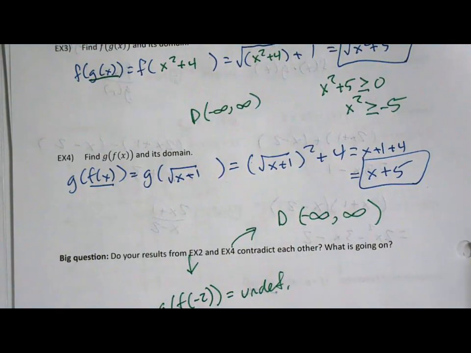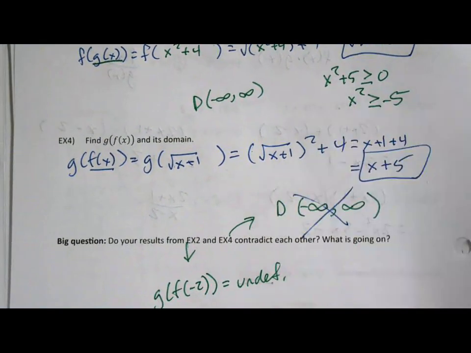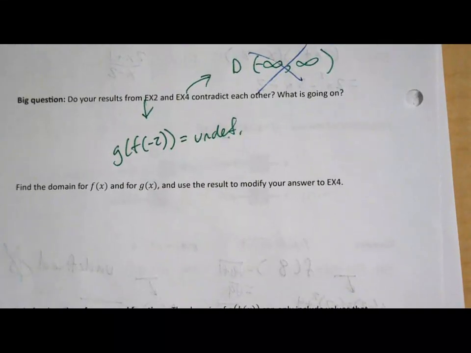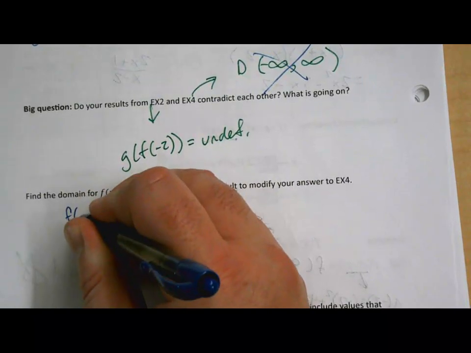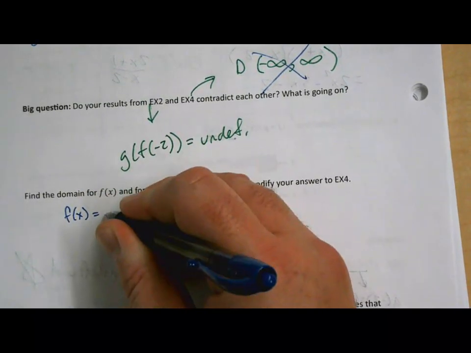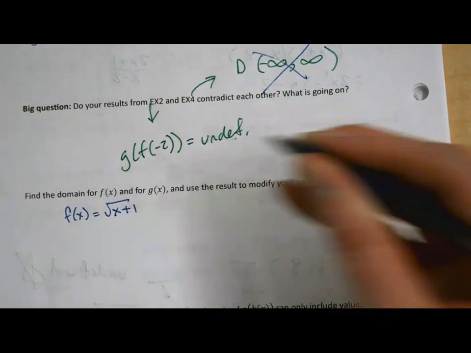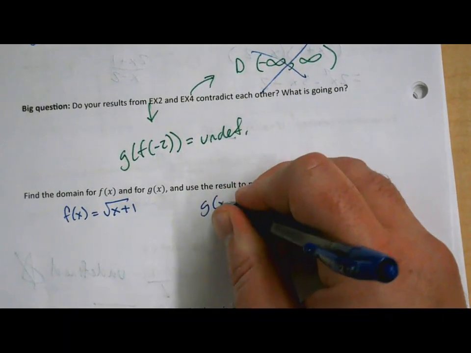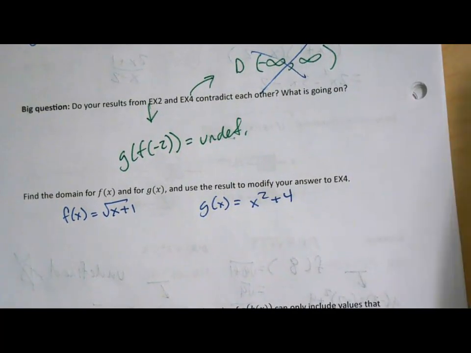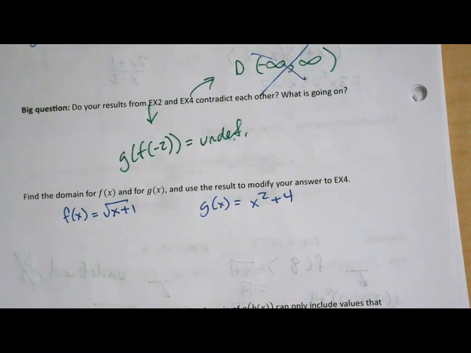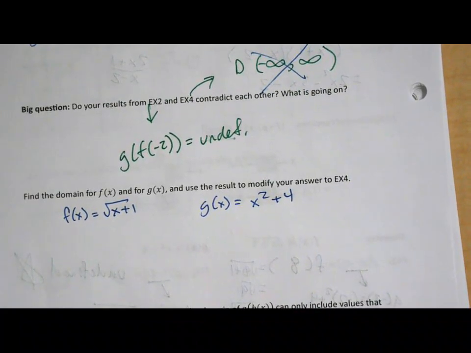So we need to fix this. This is not the correct domain. To fix this, what we're going to do is look at the domains for f of x and g of x. You've got it further up your paper, but I can't see it on the screen, so I'm just rewriting what f of x and g of x are. And let's find the domain of these individual machines, and then see if we can use that to modify.